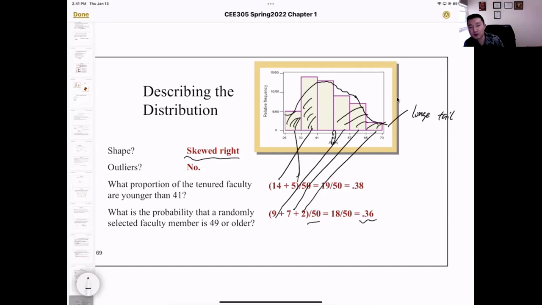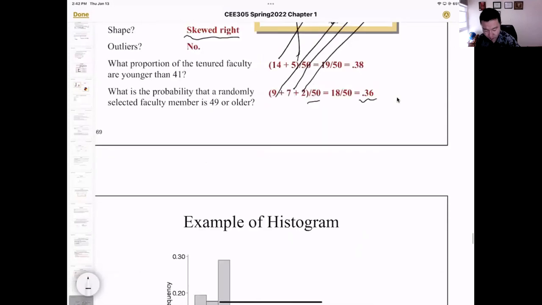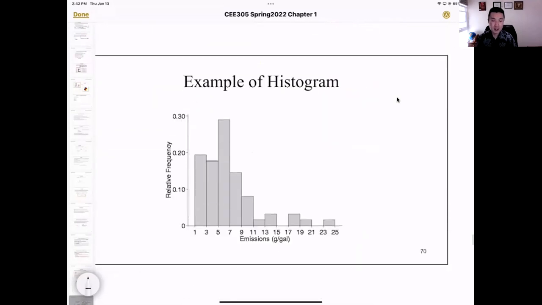In chapter 2, we will discuss how we can calculate probability for different experiments. Any questions or comments so far? Okay. Right now, everything is pretty much straightforward for chapter 1.